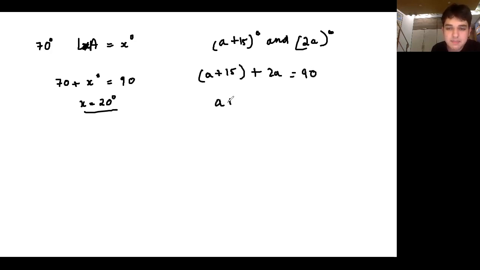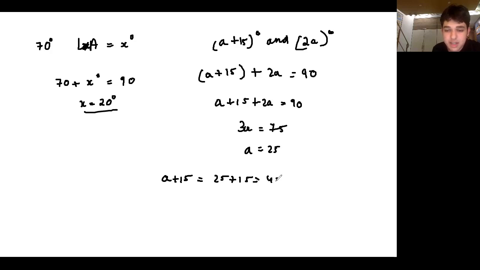So therefore, A plus 15 plus 2A is equal to 90. Therefore, 3A is equal to 75. And so A is equal to 25. But now this doesn't end your sum, because if the question asked you to find what are the angles, then you would have to say that A plus 15 would be 25 plus 15, which is equal to 40 degrees, and 2A, which would be 2 into 25, which would be equal to 50 degrees.